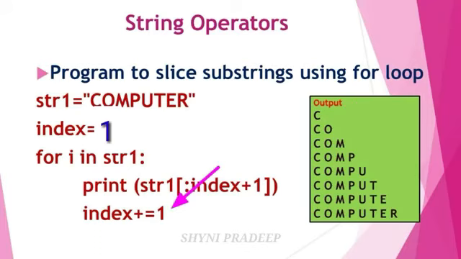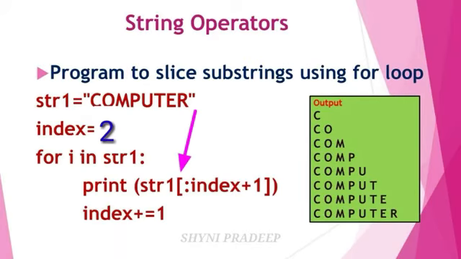Next again update. What is the index position now? 1. Index is equal to index plus 1 means 1 plus 1, that is 2. Now our new index value is what? 2. Next string character is what? M. Okay, so again go to the print statement.